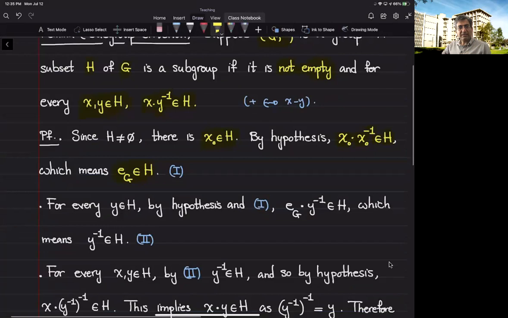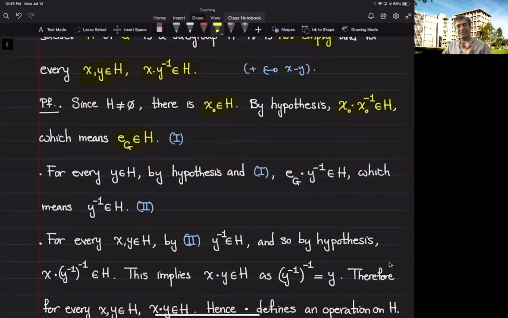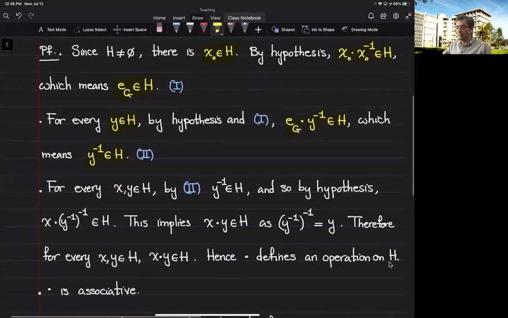Next, I'm going to show that the inverse of every element of H is still inside H. So I give you an element y inside H. I know that the neutral element is inside H, and I'm going to use this. I'm going to plug in the neutral element for x and y for y. What do I get? I get that the neutral element times inverse of y is inside H. The neutral element being the neutral element gives us that y inverse is inside H. Okay.